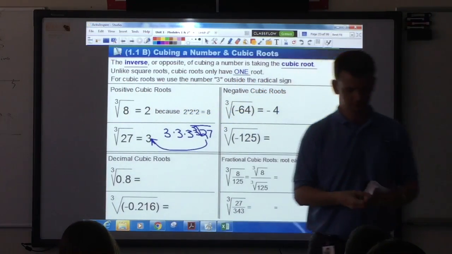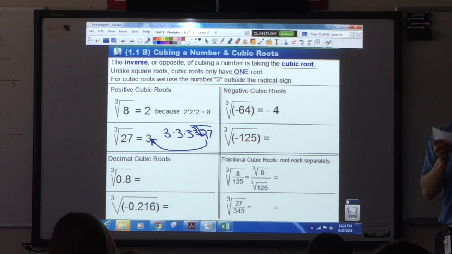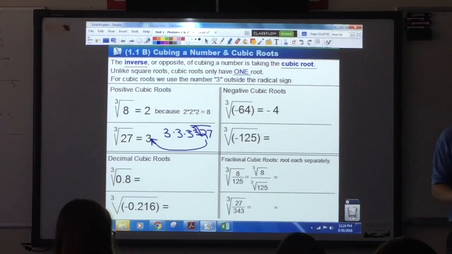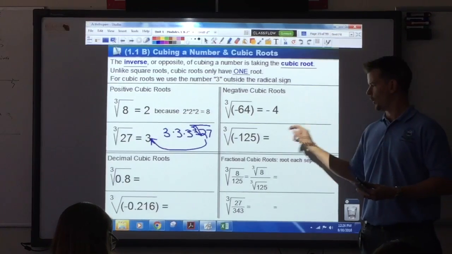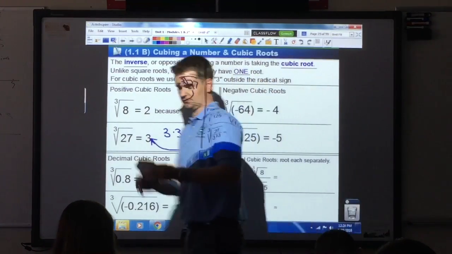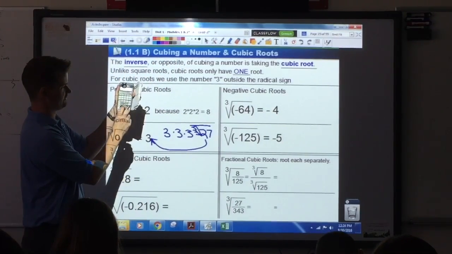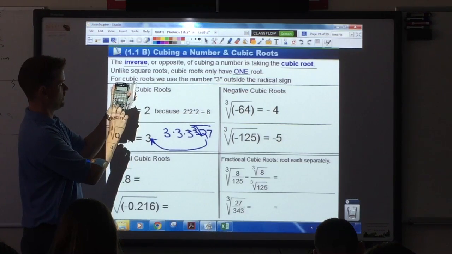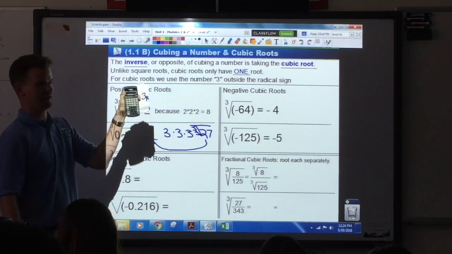And then let's go to Mr. Meza. Cubic root of negative 125. What you got, man? Negative 5. You got it. Good job. So once again, in case you don't know how to do this in your calculator, it's 125, make it negative, second yx 3 equal sign, and you get negative 5.